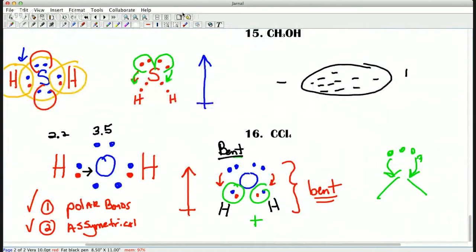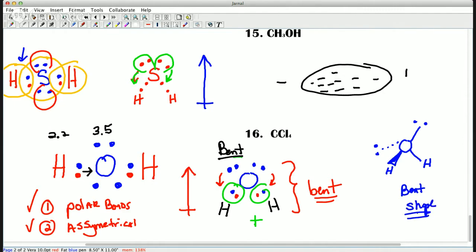Now, let me draw water one more time and I'm done. How can I draw water one more time to make sense of it? Here we go, party people. Here's my oxygen, and there are 4 pairs of electrons that surround the central atom. So here's an H. Let's draw the H coming at you. Then I have one that's going away, and that is a lone pair, and this is a lone pair. So the two lone pairs bend this down into a what? A bent shape. Okay, so those are your shapes.